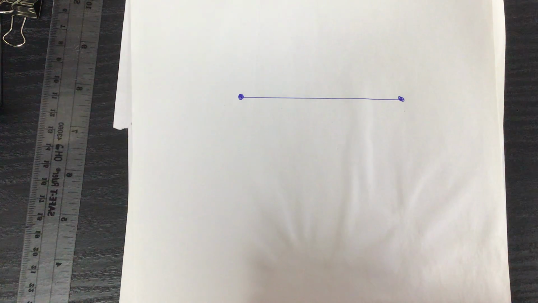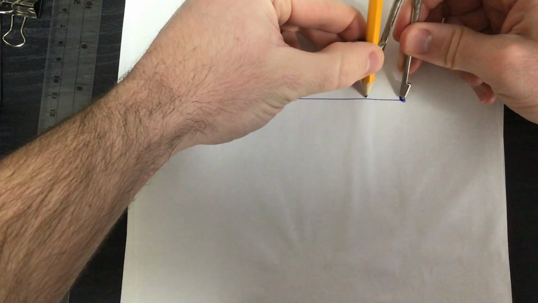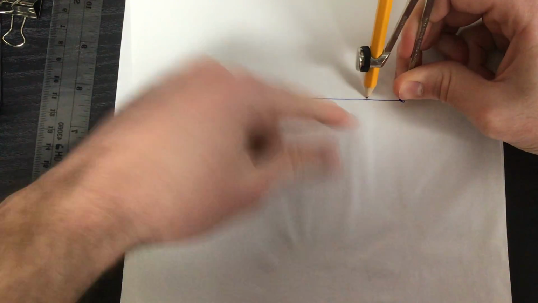take our compass, make sure the pencil is secure in the pencil holder, just to make sure everything is set up correctly. Alright, take your compass and put your middle point down on one of the endpoints.